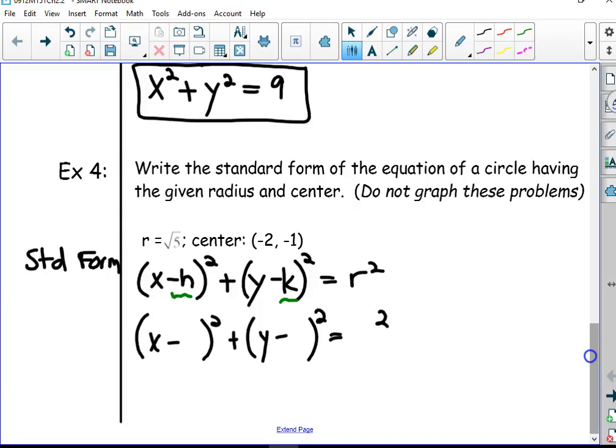Let's plug in the numbers they gave us. Our x, well, I want to call them x1, y1, but it's really h and k. Remember, it's just in alphabetical order. So our h is -2. I'm going to put in a -2. Notice how that's going to make it positive, and the same with the -1 for k. So there's our sign change.